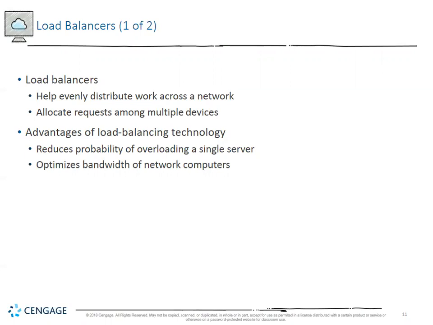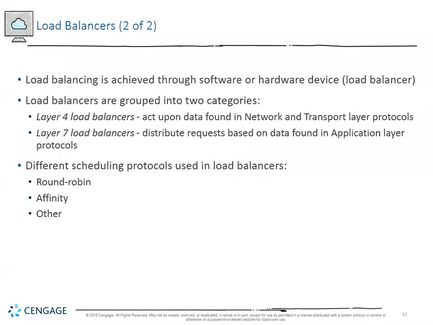Advantages: reduces probability of overflowing and optimizes bandwidth. And you need a pretty large network for something like that. Okay. Hardware and software can handle load balancing. There's 2 different ways to do it. You have layer 4 and layer 7. They could do it based on application layers. They could do it based on protocol. They could do it on all different kinds of things.